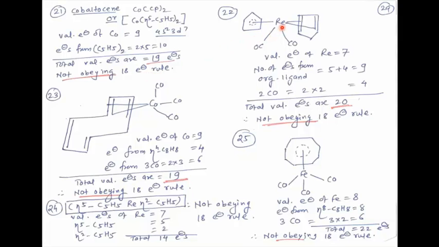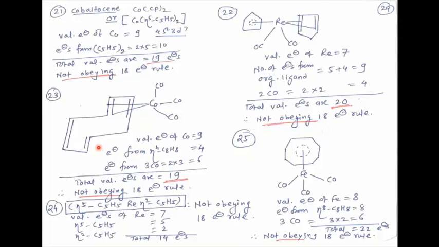This one, ruthenium, attaches to 2 types of organic groups and also to 2 carbonyl groups. The valence electron configuration consists of 7 electrons. Number of electrons from ligands: the first ligand donates 5 electrons, the second donates 4 electrons, so 9 electrons are donated by these ligands, cyclopentadiene and cyclobutadiene. 2 carbonyls donate 4 electrons. The total becomes 20, 7 plus 9 plus 4. It is not 18, so it is not obeying the 18 electron rule.